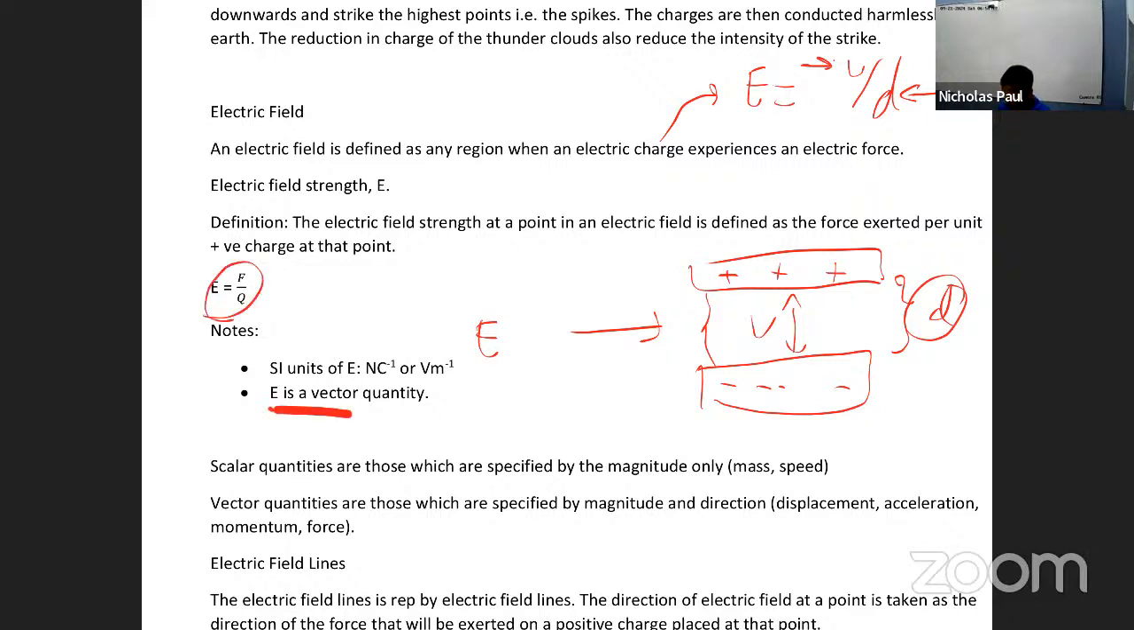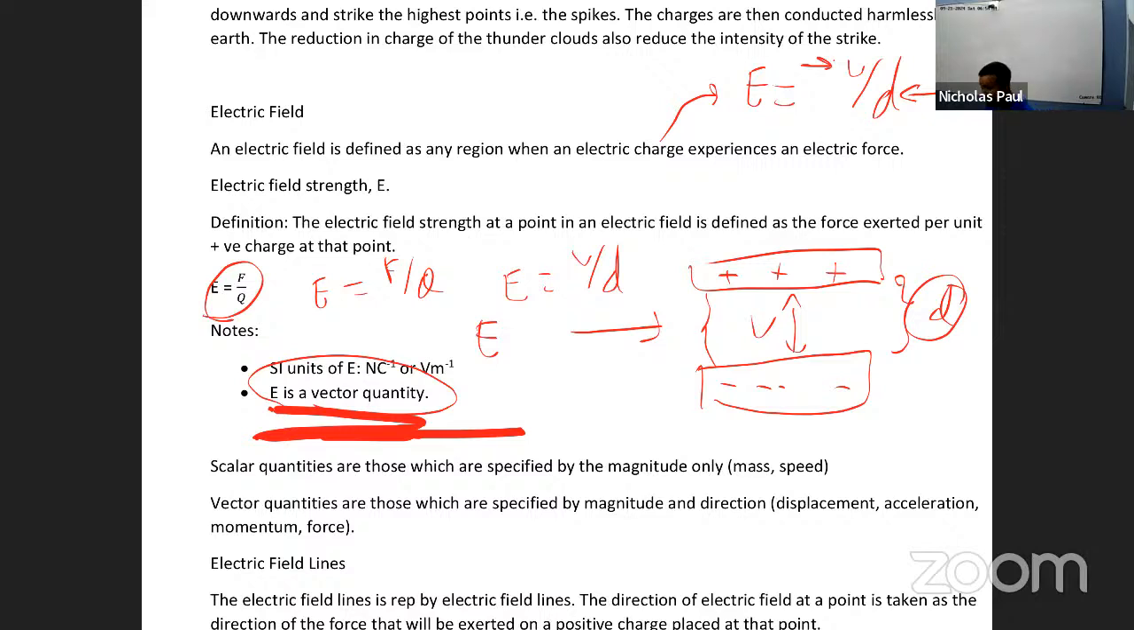Here's something that's very, very important. Write these things down: E is equal to F on Q, E is equal to V on D, and E is a vector quantity. So it means that the direction when you're quoting it is very, very important. We've got some calculations now and I'll show you. Just make a note of those things.